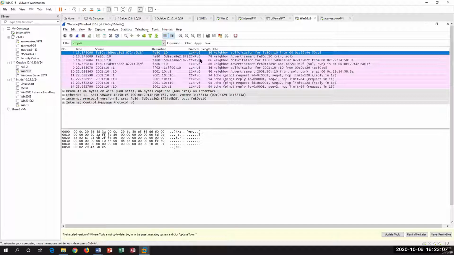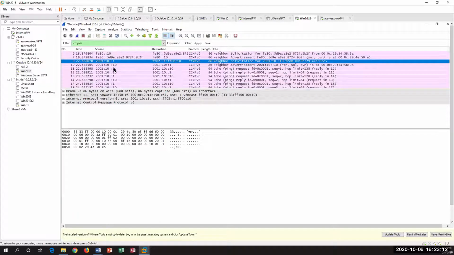Again, we are going to skip theirs. We're going to just focus on the 2001 neighbor solicitation here. So the first neighbor solicitation we are looking at is the 2001:10:1, the Windows 2016 outside interface, wanting to talk to the interface of the router, which is at the 10. So we see that the multicast address of that is the last 24 bits of the 2001:10:10. So therefore, of course, it's 00010 here.